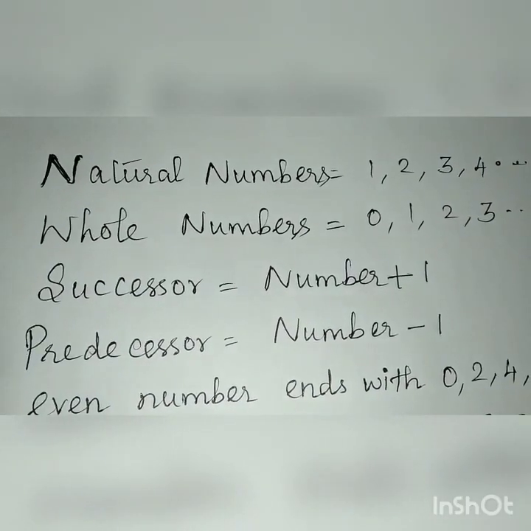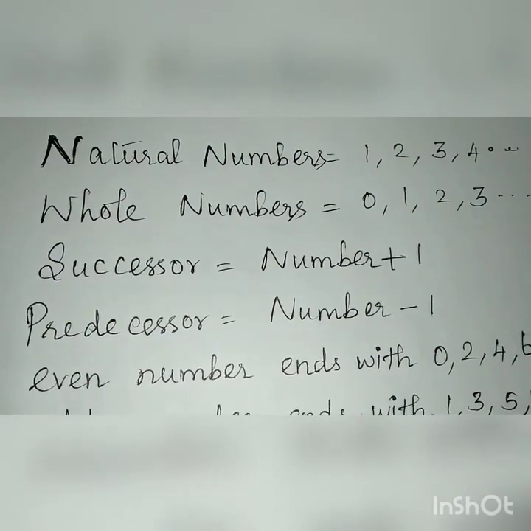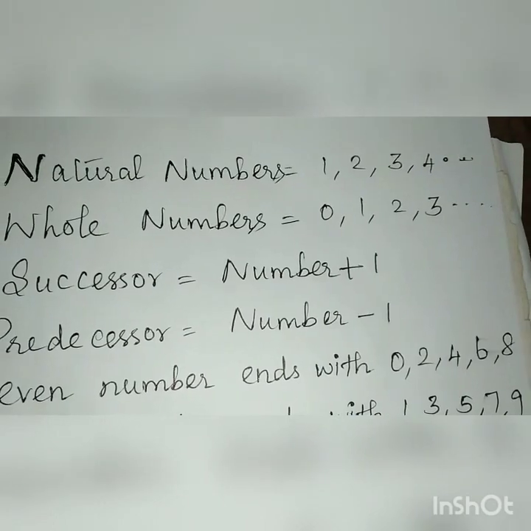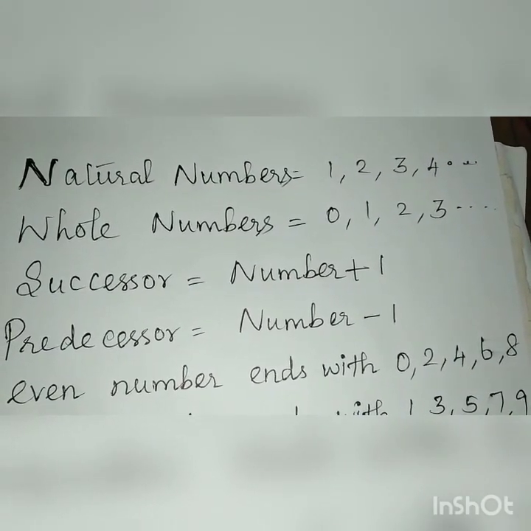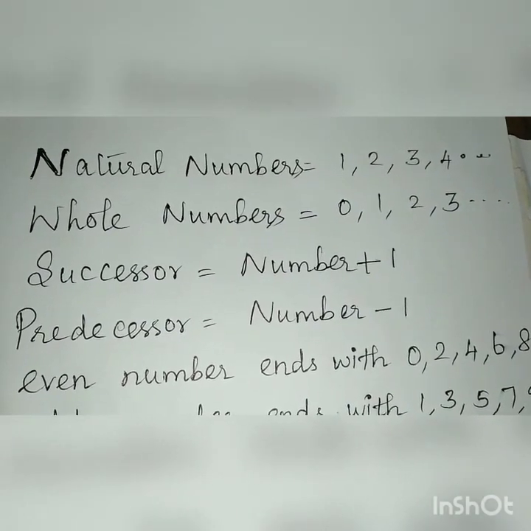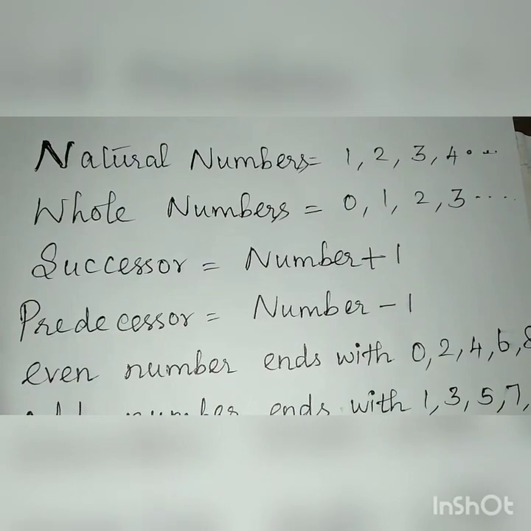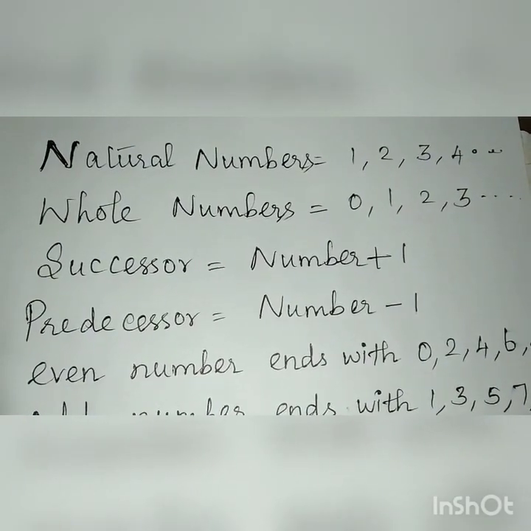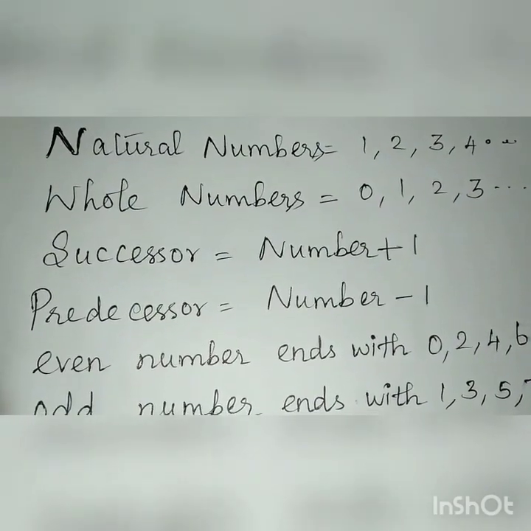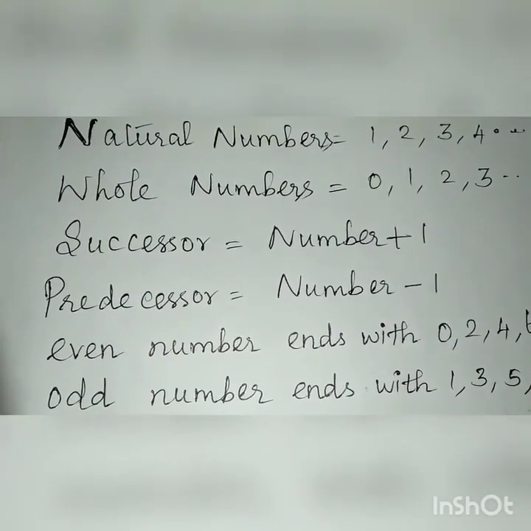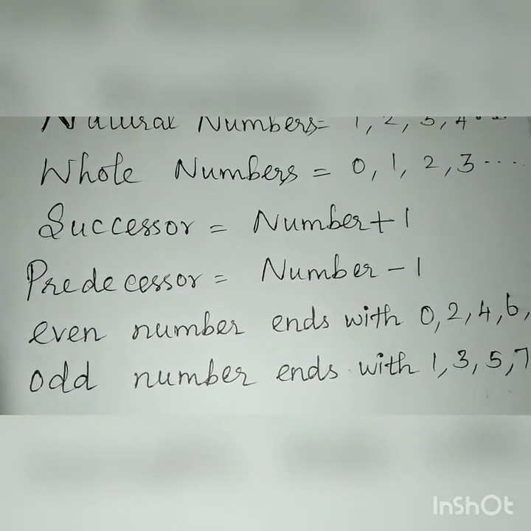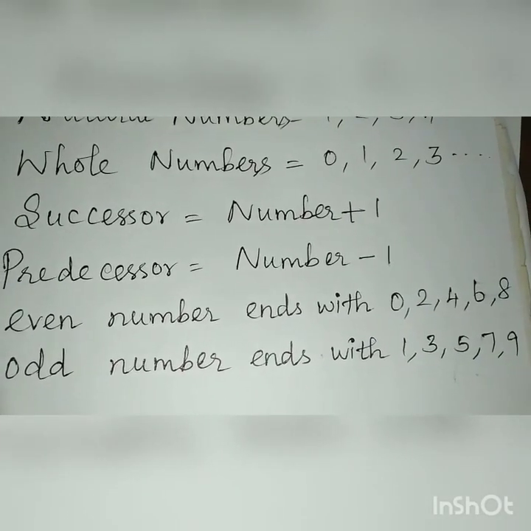Today we have learned about natural numbers, whole numbers, successor, predecessor, even number, and odd number. Natural numbers start with 1 and continue with 2, 3, 4, etc. Whole numbers start with 0, 1, 2, 3, 4. Successor means you have to add 1 to the number. Predecessor means you have to subtract 1 from the number. Even numbers end with 0, 2, 4, 6 and 8.